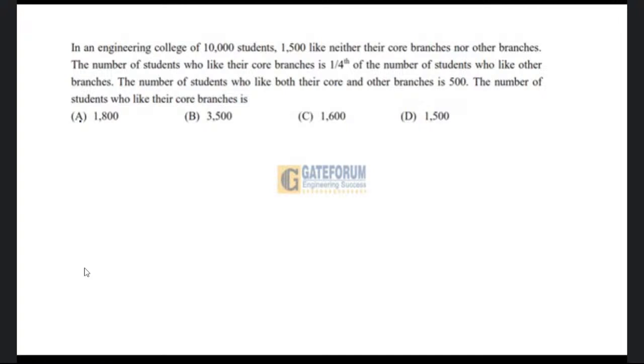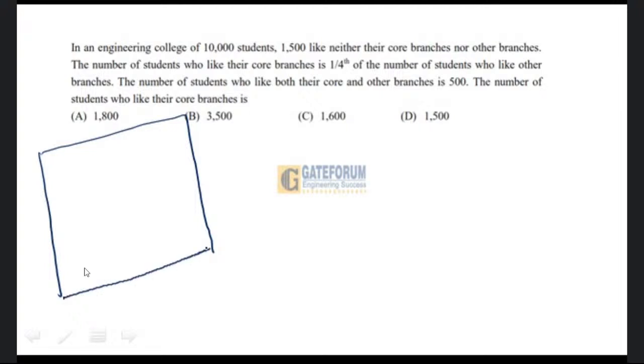In an engineering college of 10,000 students, 1500 like neither their core branches nor other branches. The number of students who like their core branches is 1/4 of the number of students who like other branches. The number of students who like both their core and other branches is 500. Rather than reading all this, which will just complicate it, I hope most of us have understood that this is nothing but a Venn diagram, a set theory problem.